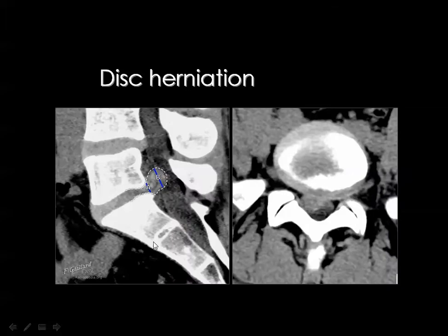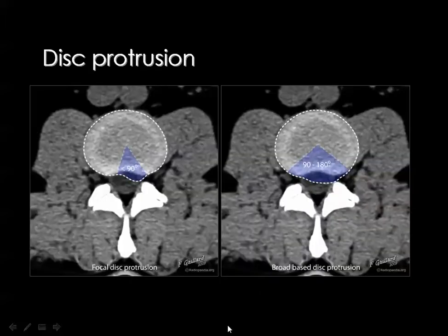If it is more, you consider it herniation. But if you see that the disc is extending up or down beyond the limits of the vertebral end plate above or below, you call this herniation for sure. Then you can diagnose this herniation from the sagittal images, and also from the axial images.